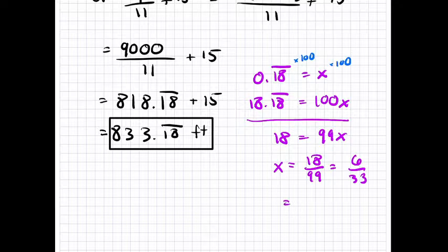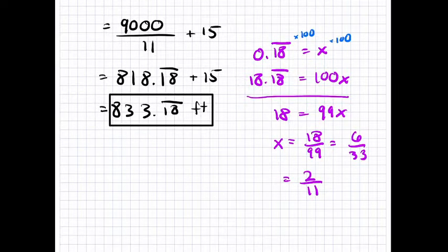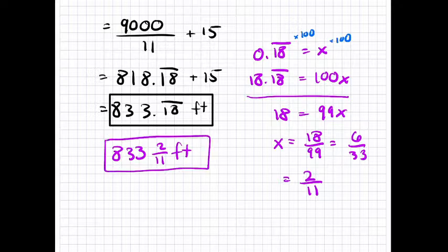So 6 divided by 3 is 2. 33 divided by 3 is 11. All right? So that 0.18 bar should be the same as 2 over 11. So I'm just going to write 833 and 2/11 feet. So that was just a side thing. It doesn't hurt to know how to convert repeating decimals to fractions.